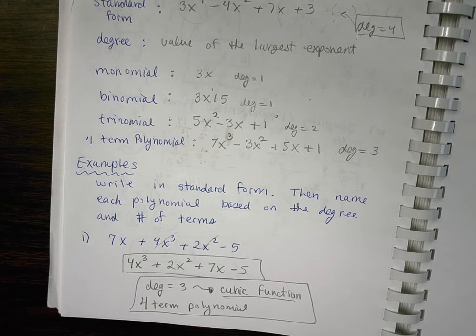Can anybody tell me the right order for number 2? 5x minus 3, box that in. What is the degree? And is it a monomial, binomial, trinomial? What is it? Binomial.